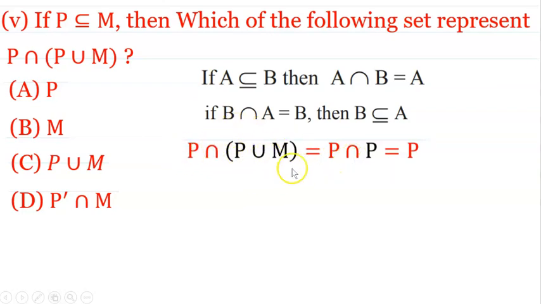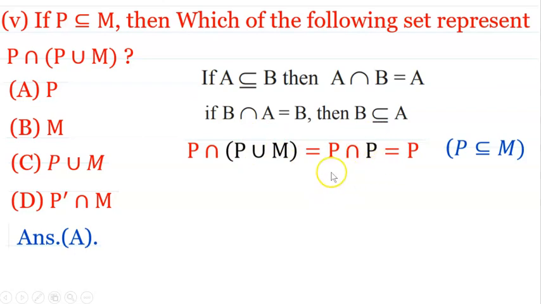Therefore, only the common element between these two is P, and hence P intersection P is equal to P. Next, as P is a subset of M, option A is a correct one. P union M will be the bigger set, but instead of writing M I am writing here P.